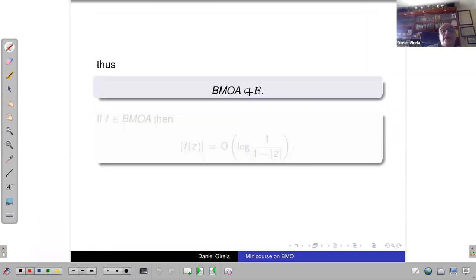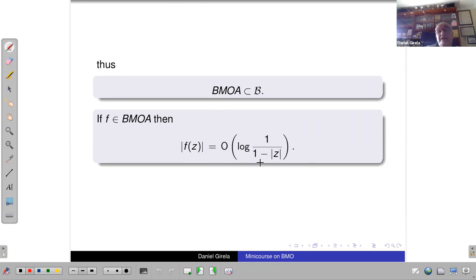Well, of course, for Bloch functions, this inequality is trivial because if f prime of z is big O of 1 over 1 minus z, then from that, integrating, we get this inequality. This inequality is true for Bloch functions, and then, of course, it's true for BMO functions.